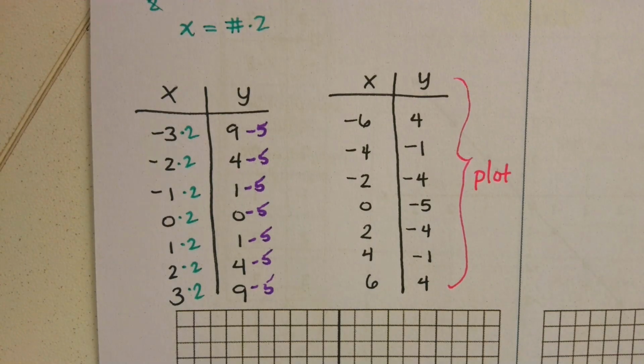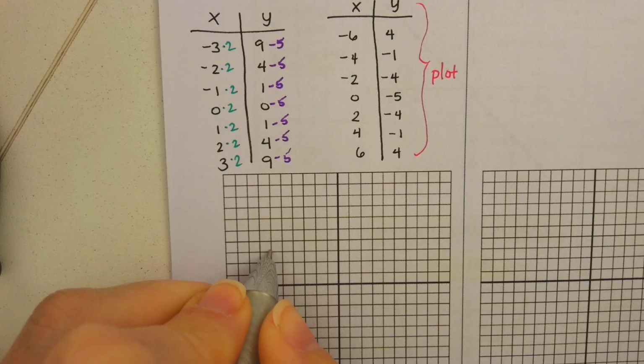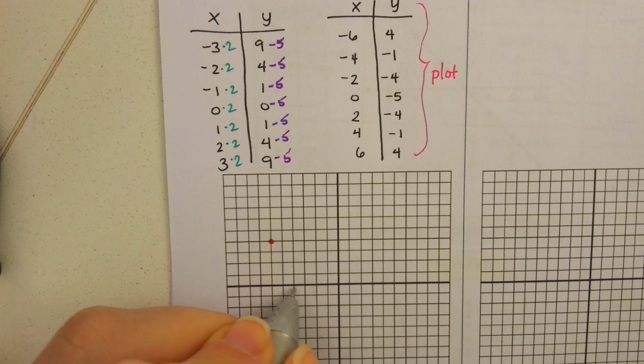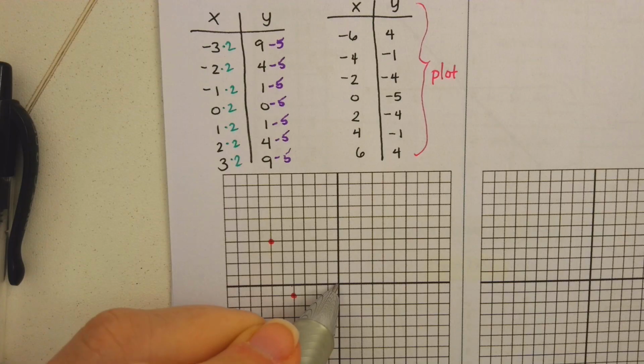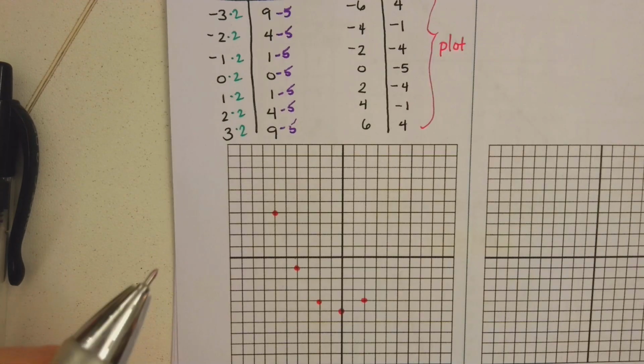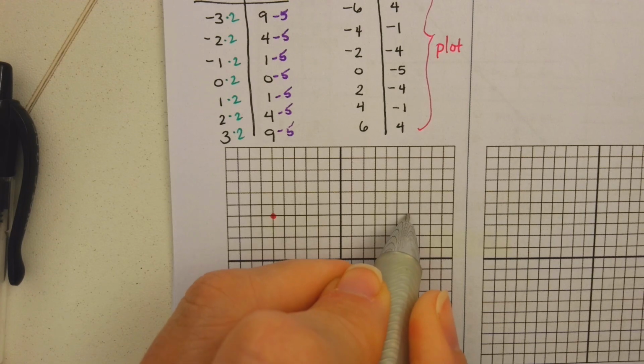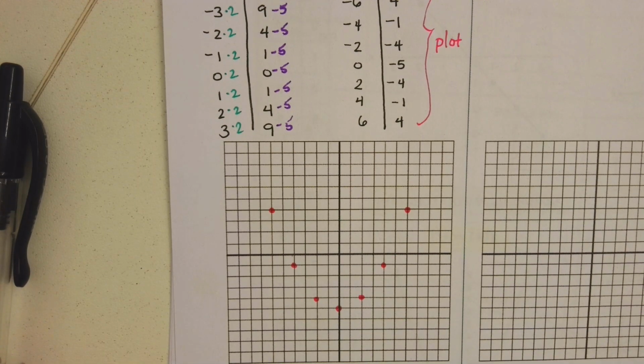Let's do it. All right, -6, +4. 1, 2, 3, 4, 5, 6, 1, 2, 3, 4. Negative 4, negative 1, negative 2, negative 4, 0, negative 5, positive 2, negative 4. The hardest part on this whole question, I think, is just counting the lines in the table. 4, negative 1, 6, 1, 2, 3, 4, 6, 4. And that is it. Connect the dots.